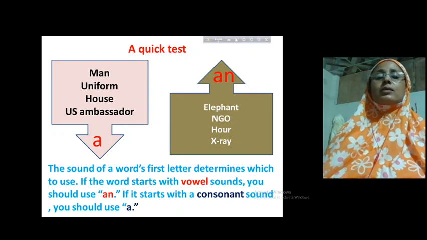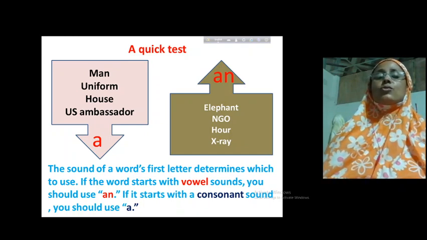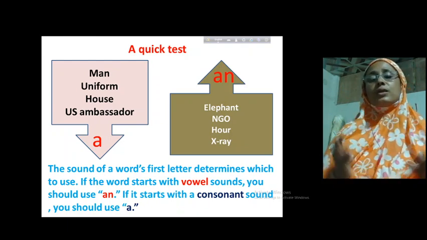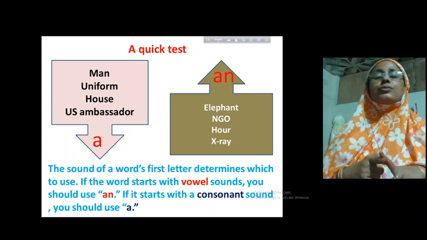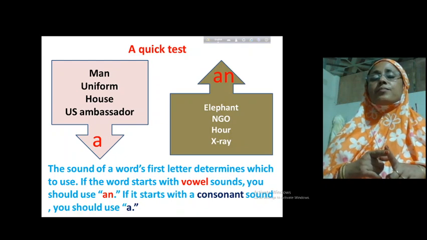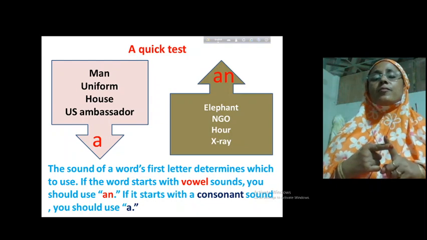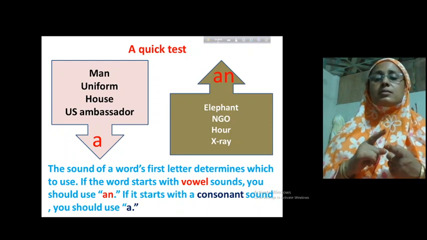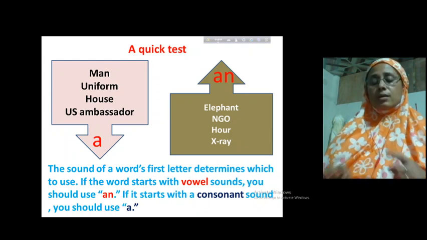So what have we found? The sound of a word's first letter determines which to use. If the word starts with a vowel sound, you will use an. If it starts with a consonant sound, you should use a. Can you say what to use? Yes, you have to use an when the word starts with a vowel sound, and if it starts with a consonant sound, you have to use a. Very good.